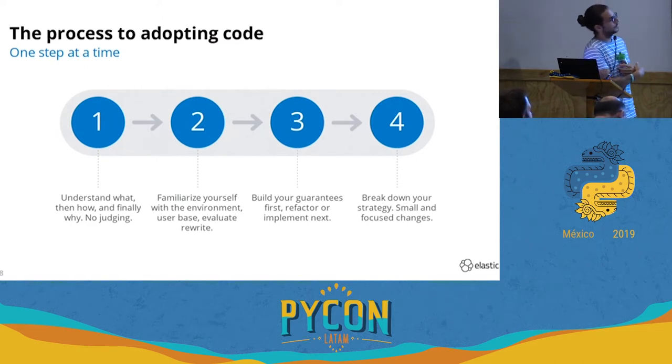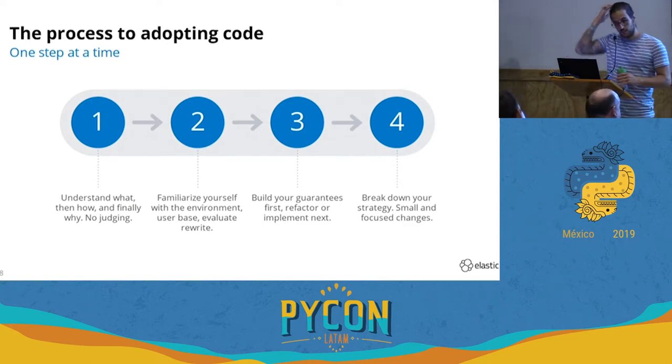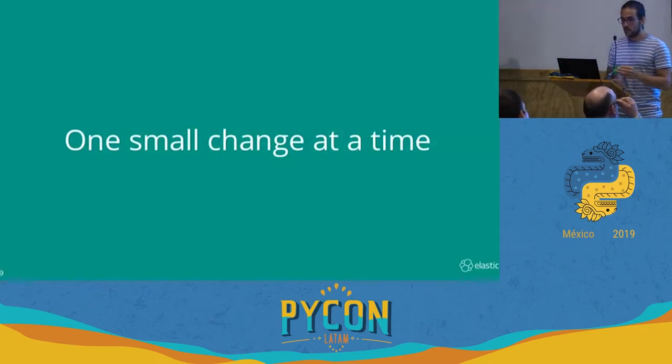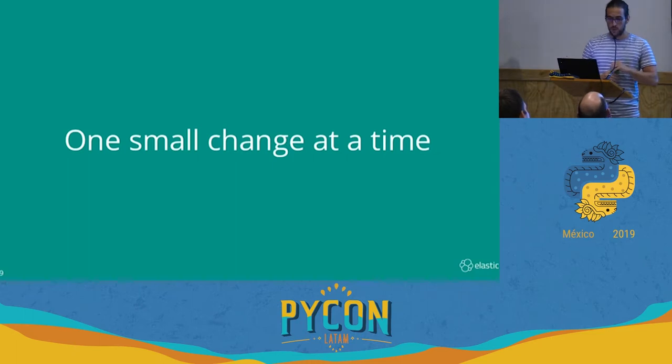The fourth step is break down your strategy: small changes and focused changes. I'm a huge fan of small changes. And when I see a big review, I cry inside. I do cry inside, but I never show it outside. But I'm a huge fan of small changes. The reason is because they're extremely focused and they allow you to move faster. And they isolate the changes in a way that is easier to roll back most of the time.